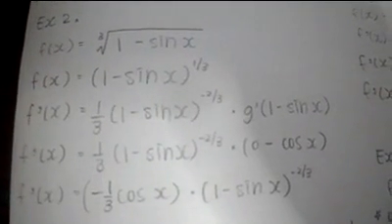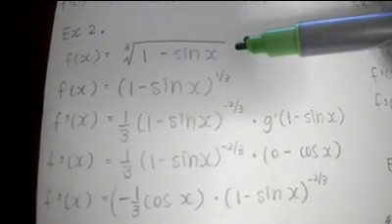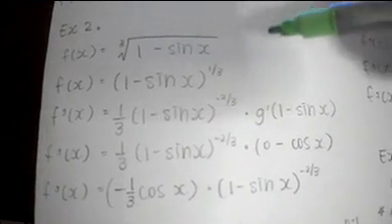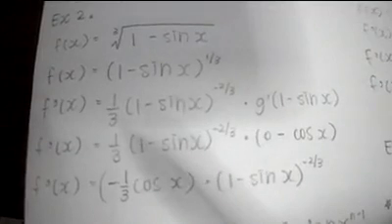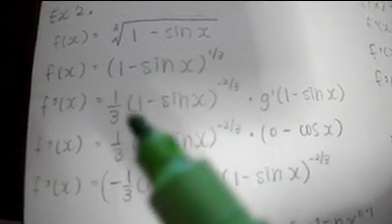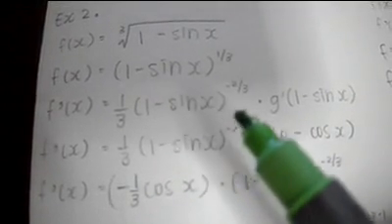Moving on to the second example. We have the cube root of 1 minus sine x. We can rewrite this as 1 minus sine x to the power of 1/3. Now we can find the derivative of the outside function, which is the power of 1/3. We get 1/3 times 1 minus sine x to the power of negative 2/3.